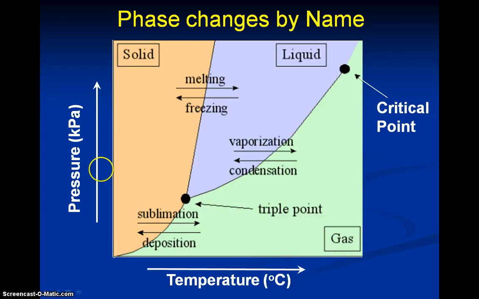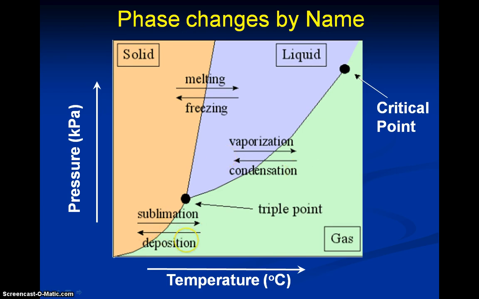Now you can see it shows the phase changes here. If you were to go from a solid to a liquid, we know that's melting. Or if you go from a liquid to a solid, that's freezing. If you go from a liquid to a gas, that's vaporization or evaporation or boiling. Going from a gas to a liquid is condensation.